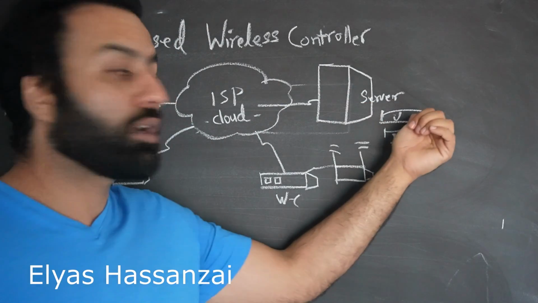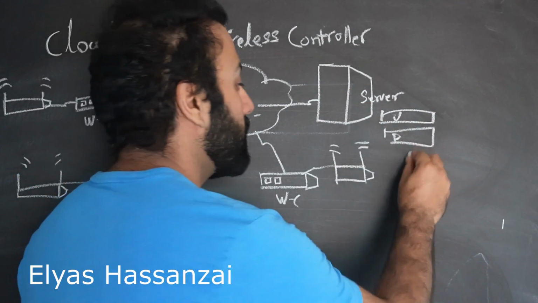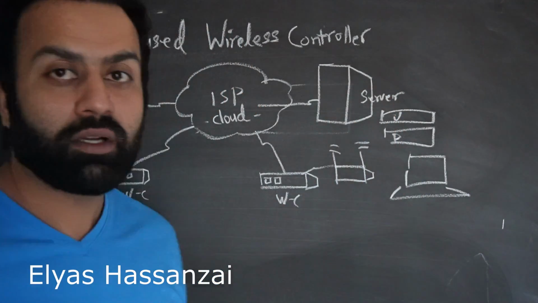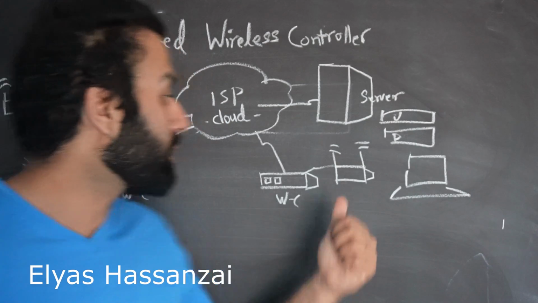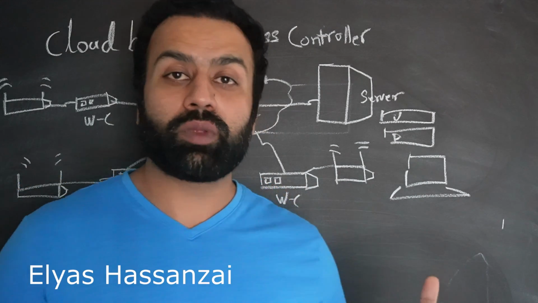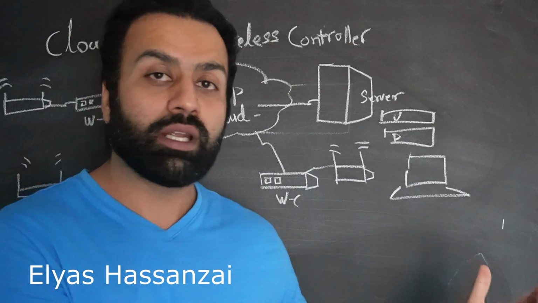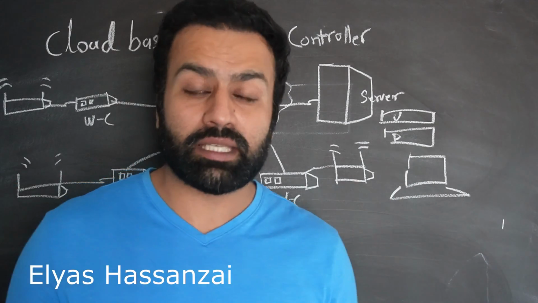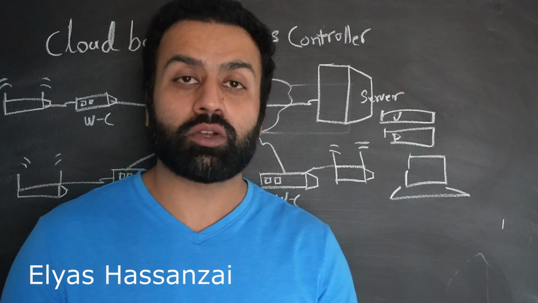Once you log in, you type your username and password, for example, from anywhere. Once you log into this server on the cloud, you can easily configure all these wireless access points. So before we had an on-premises wireless controller, but now we have a cloud-based wireless controller. So the concept is the same. The way that you configure the wireless controller is almost the same.